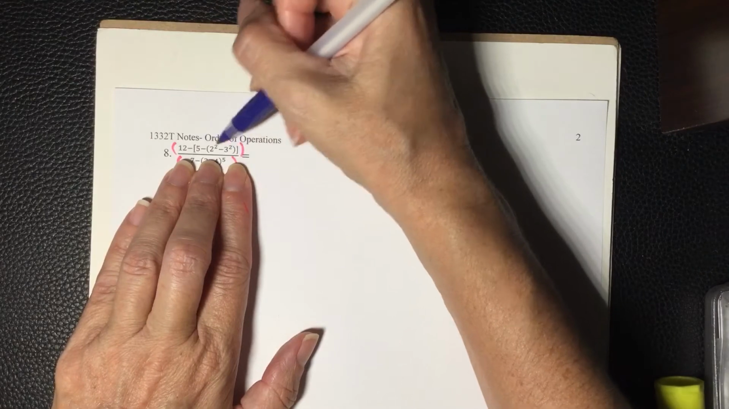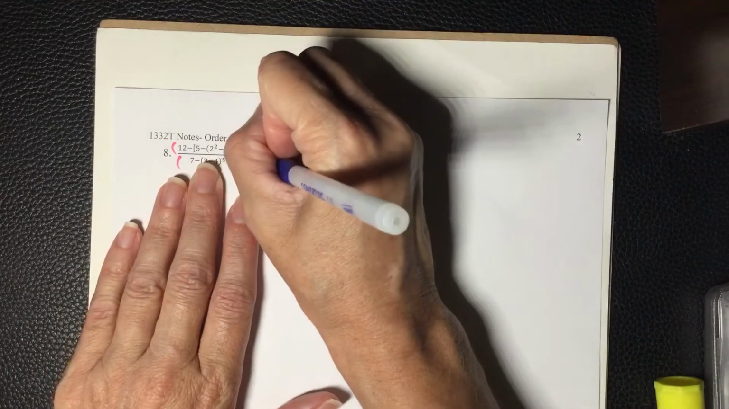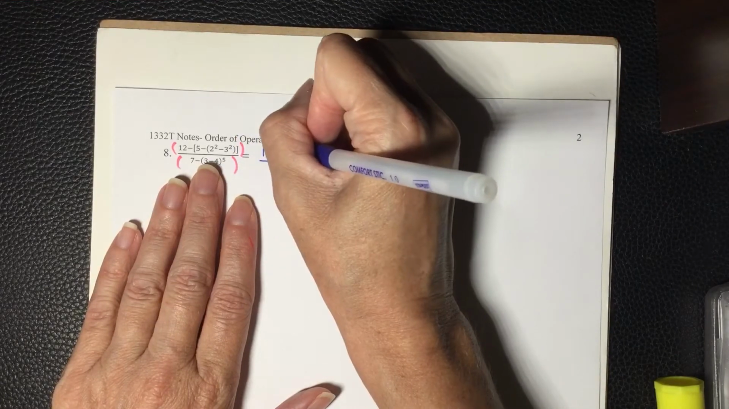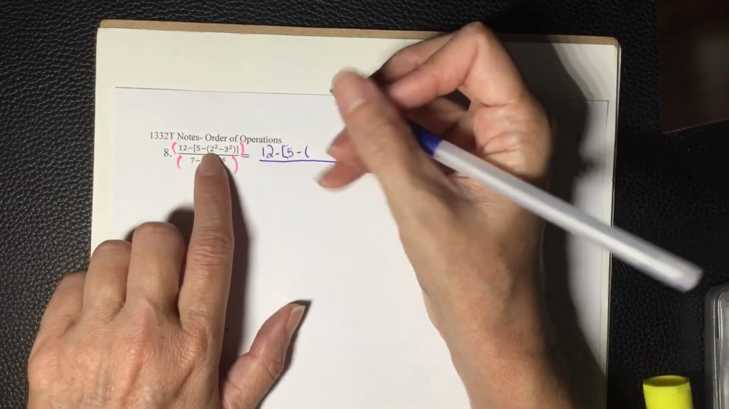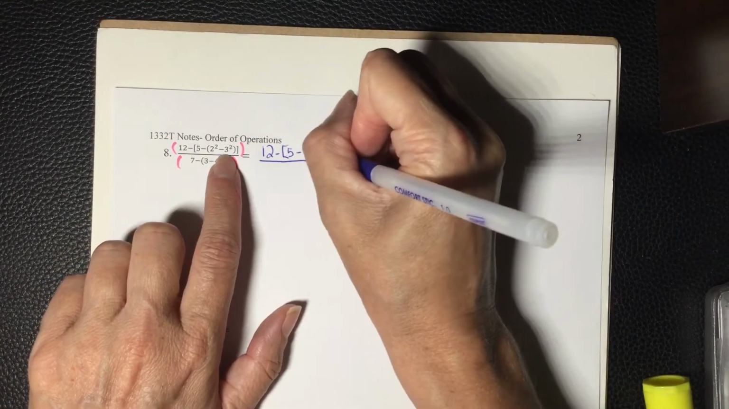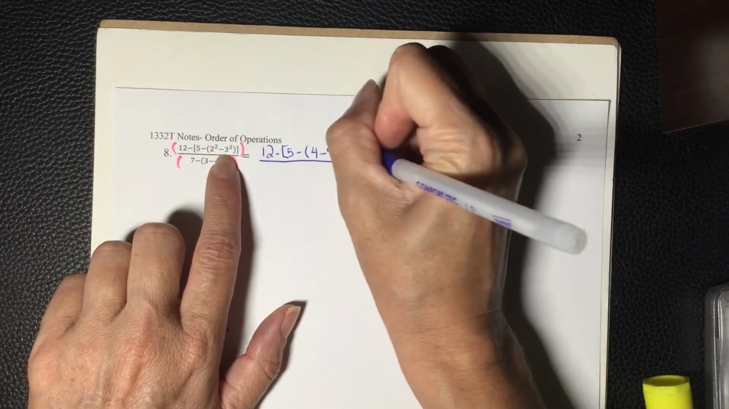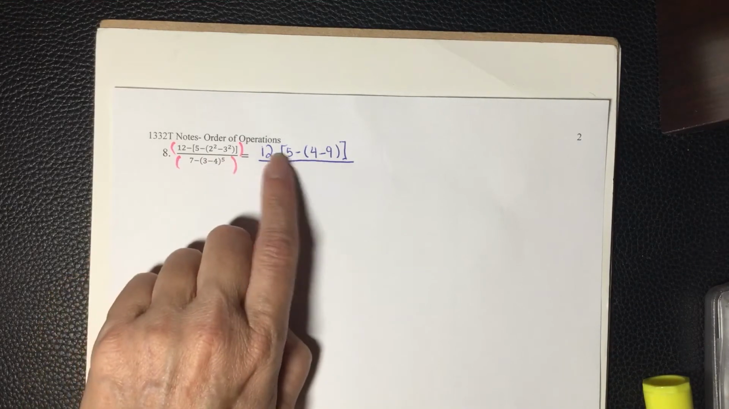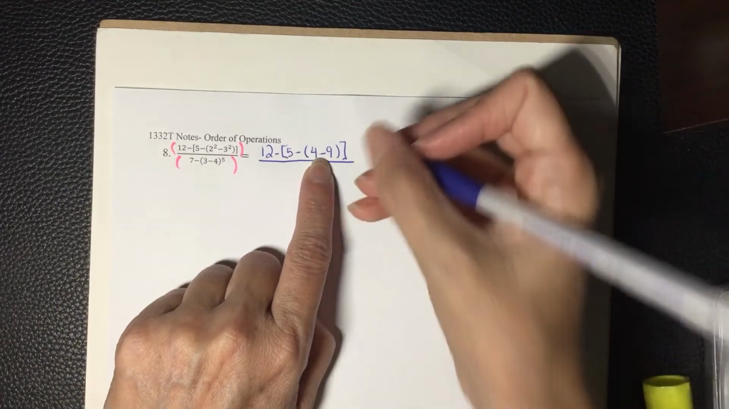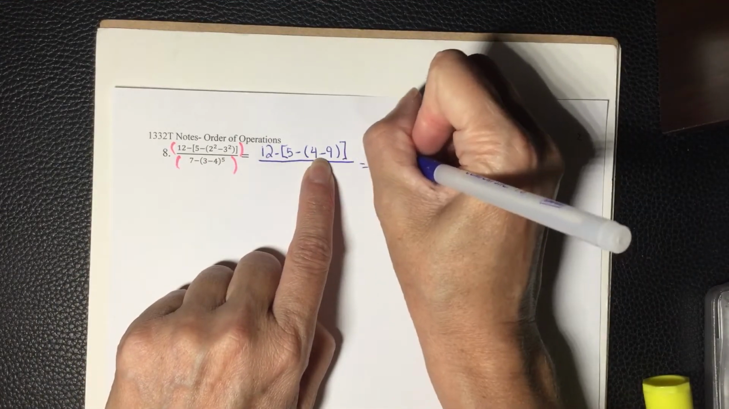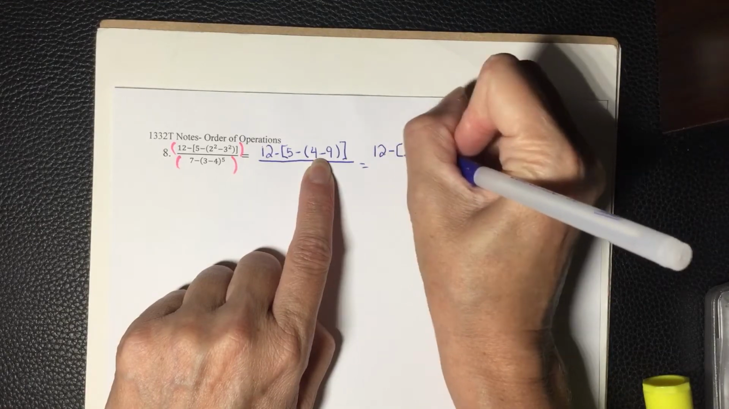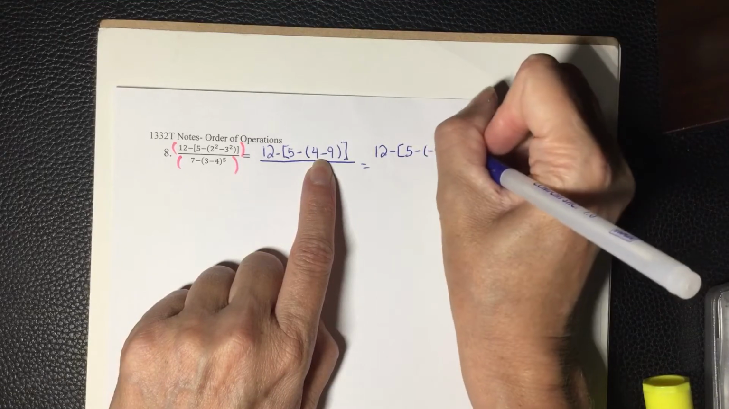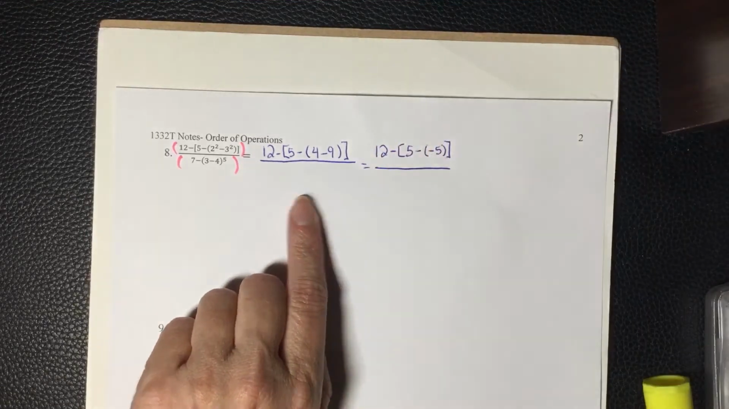I've got multiple grouping symbols, so I'm going to start on the inside. So I've got 12 minus, got a bracket, and then 5 minus. Inside my parentheses, that will be 4 minus 9. Okay, so sticking with the top, I still have multiple grouping symbols, so I'm going to stay on the inside. So I'm going to recopy. And then 4 minus 9 is negative 5. Okay, and I'm going to close out those.